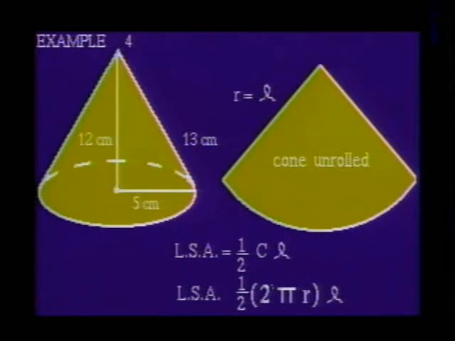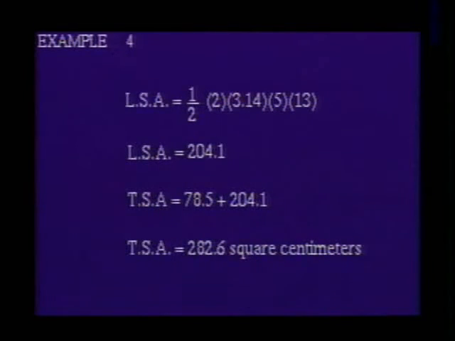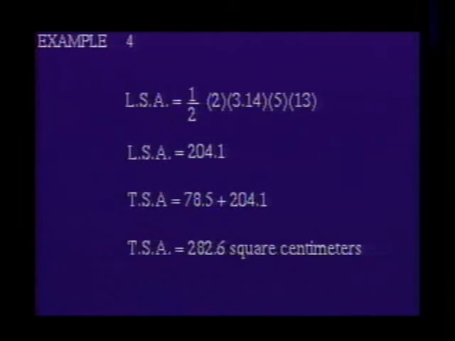The lateral surface area is equal to 1/2 the product of the circumference of the circular base times the slant height. Thus, the lateral surface area of this cone is 1/2 times 2 times 3.14 times 5 times 13, which is 204.1 square centimeters.